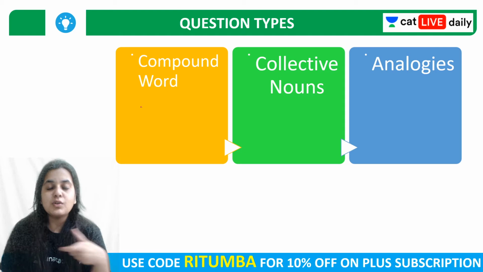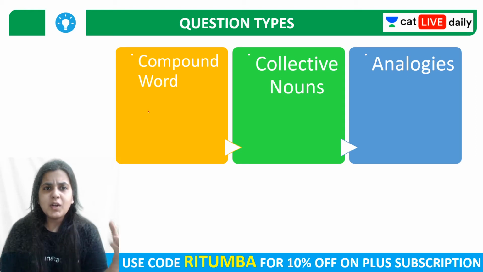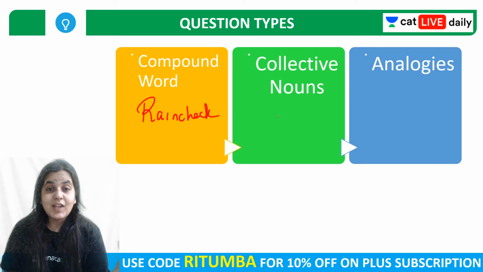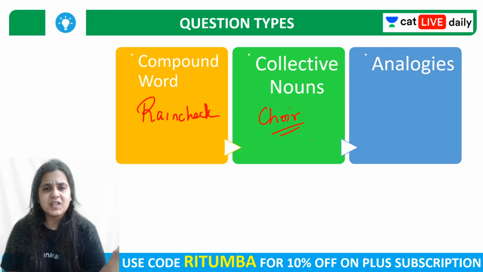Compound word. Now this is something which a lot of students were not aware of, and they were caught a little off guard by what is a compound word. So the compound word that was asked was rain check, correct? Collective nouns. If you remember both the slots, guys, just a choir of singers. There was a collective noun question.